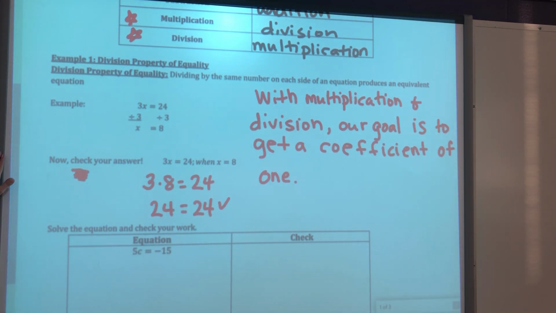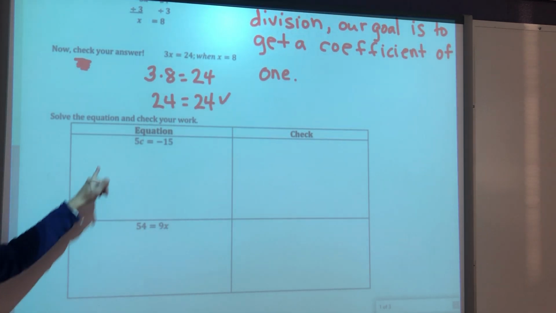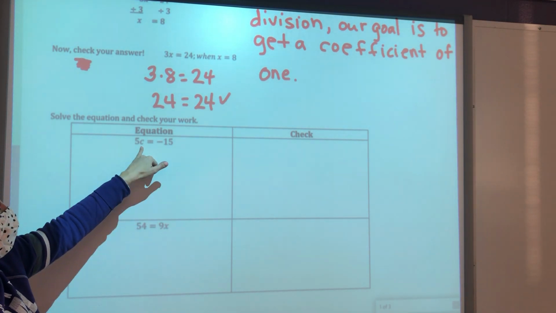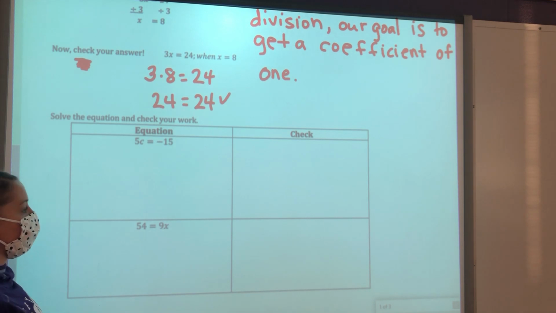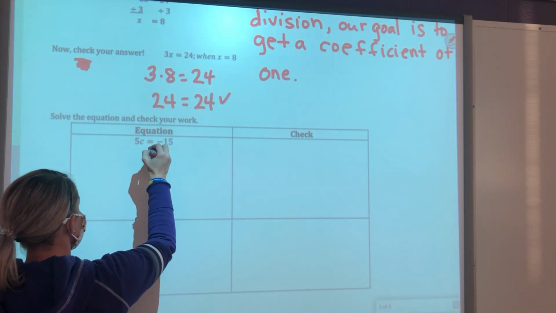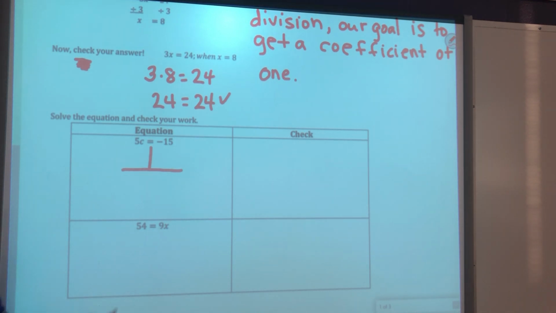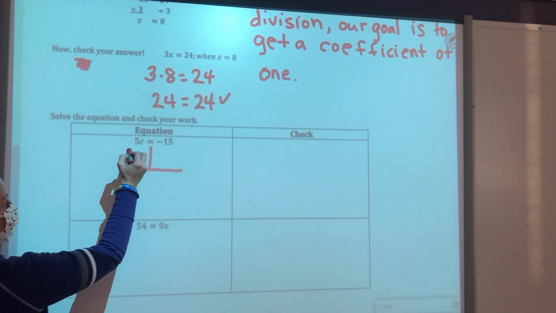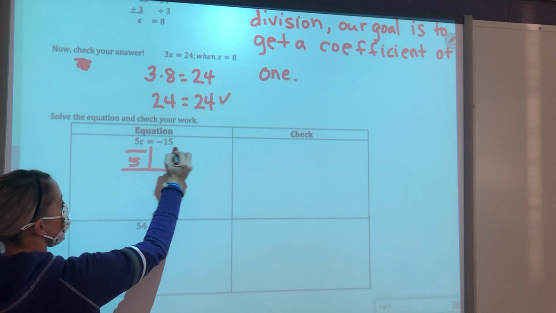Okay. Ready? All right, so here's our first equation. 5c equals negative 15. Okay, what does that mean? That's 5 times c. So I'm going to draw my upside down T. 5's being multiplied by c. So what's the inverse of multiplying by 5? Dividing. So I'm going to divide by 5. And I'm going to divide by 5.